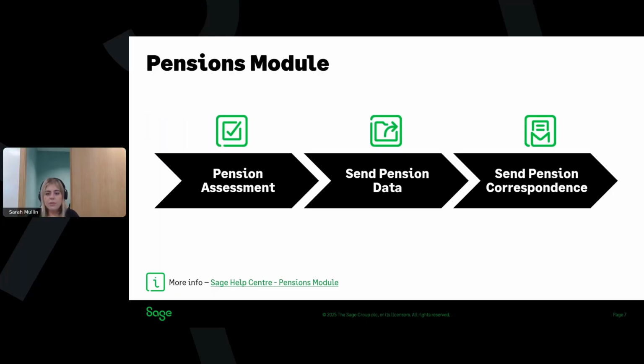And then last but not least, we have sending pension correspondence. And that's going to cover the communication sides that you need to send to employees. So whether they're joining the company for the first time, or if they've opted in, opted out, or been postponed, that's going to help you generate the correspondence that you need to send over to them. But by the end of today's session, once we've walked through the setup, you'll have a bit of a clearer understanding of how the pensions module is going to help you manage everything effectively.